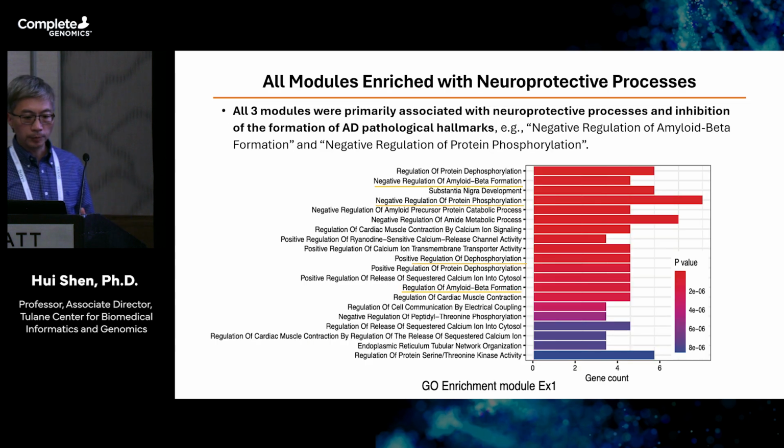To understand the possible function of these modules, we performed gene ontology enrichment analysis in the 3 modules. It turns out all 3 modules were primarily associated with the neuroprotective process and the inhibition of the formation of AD pathological hallmarks. Some of the biological processes are negative regulation of amyloid beta formation, negative regulation of protein phosphorylation, and positive regulation of dephosphorylation. These all point to these 3 modules all showing neuroprotective effects.